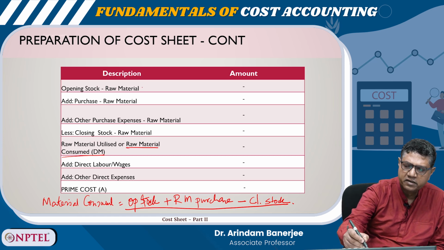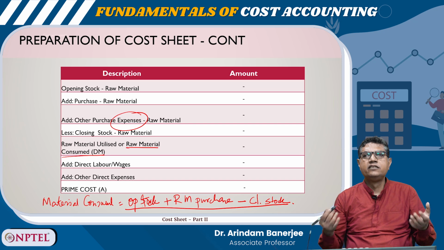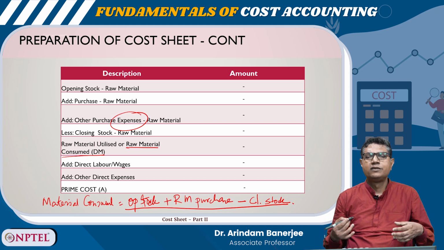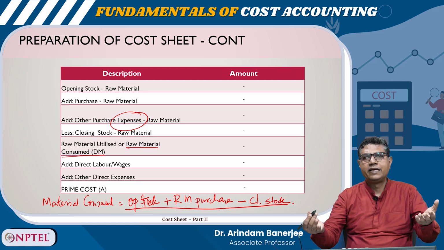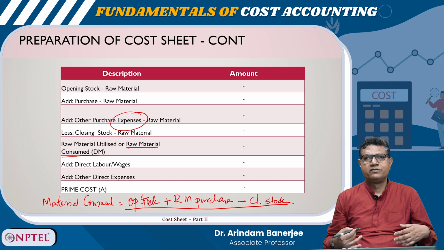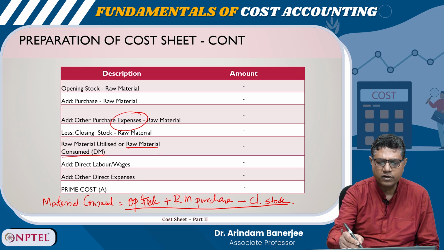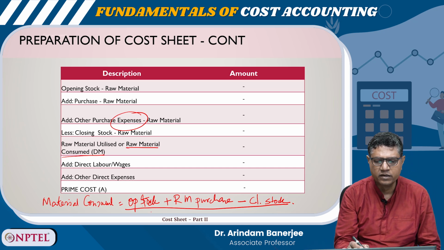So we can do one example here. Here also it is the same thing written, right? Also add the purchasing expenses, like for example, cost of carriage inward, the transportation cost paid for bringing the material from the seller's godown to your own factory, right? That is the additional cost. Minus the closing stock of raw material, we can say the material consumed.